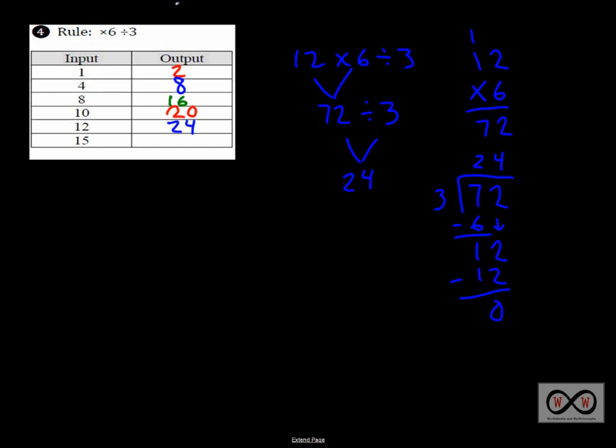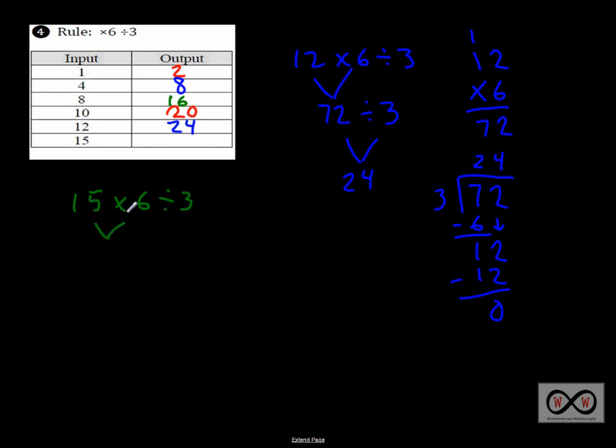On to the last one. So we've got 15 and a rule of multiply by 6. All right, let's try that again. 15 and a rule of multiply by 6. See, we all make mistakes. Here we go. Let's just keep moving on.